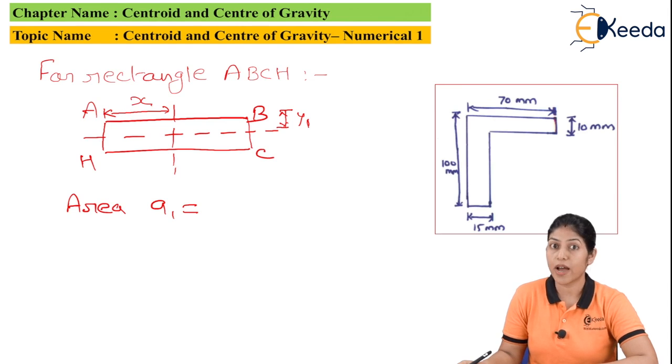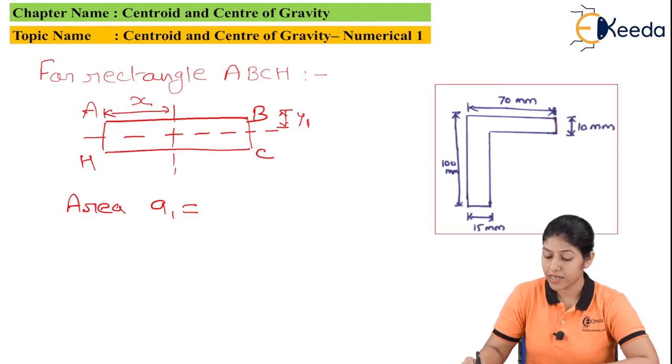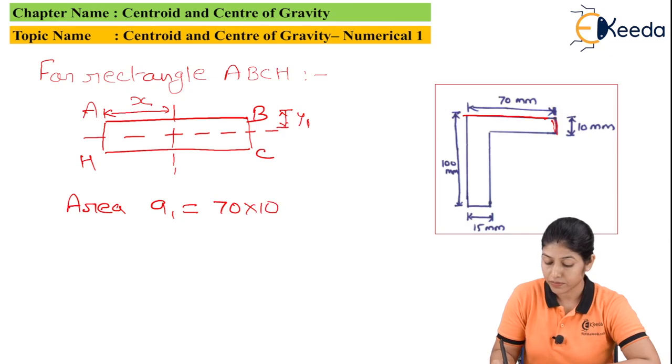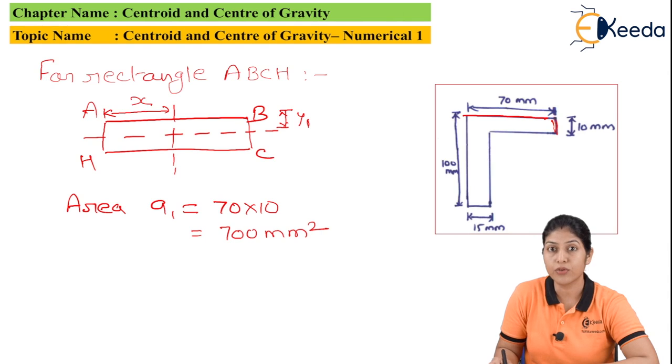First of all, we will find out the area, and the area we will find out on the basis of dimensions. The dimensions are given here. You can see in this particular diagram 70 mm we are taking as the length and 10 mm we are taking as the width. So the total area for this rectangle will be 700 mm square. Here we have 70 as the length and 10 is the width, so it will be 70 into 10, so it will be 700 mm square. So we have the area of the rectangle ABCH.